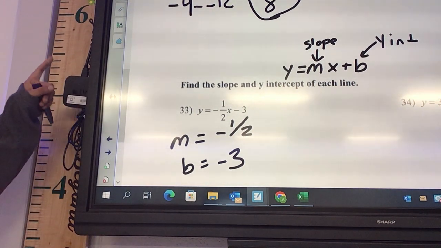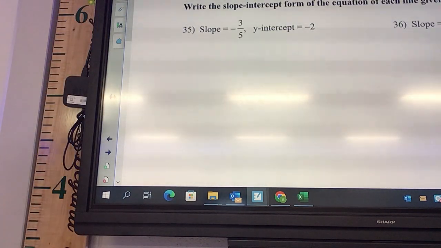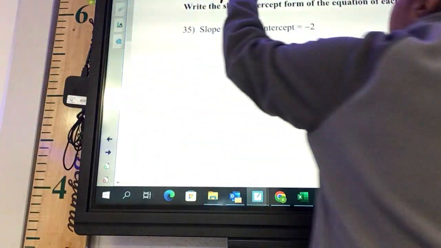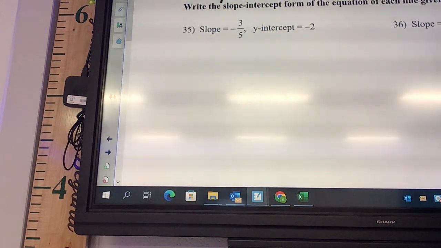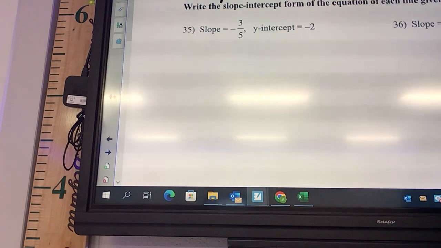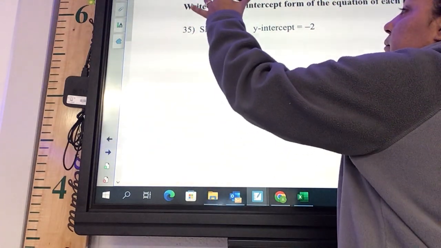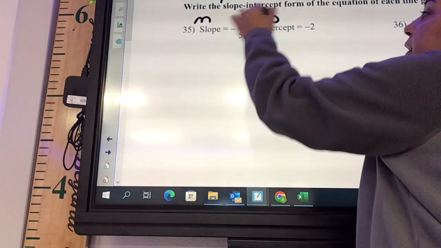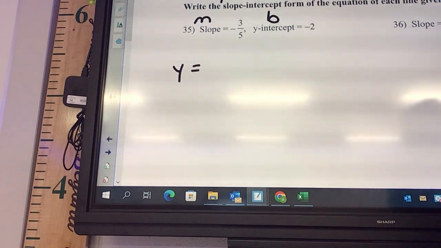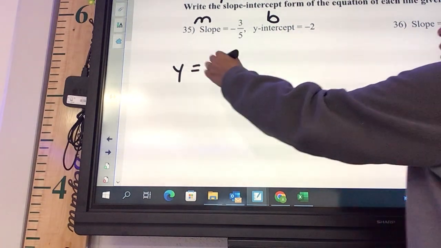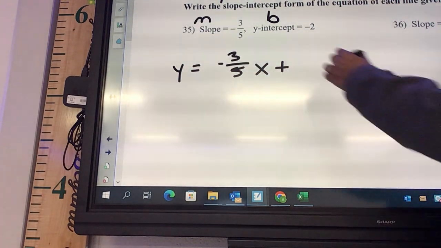Write the slope-intercept form. So, same thing. I got y equals mx plus b. What letter do we use for slope? We use m, and this is our b. So it's going to be y equals, what is my m? Negative 3 over 5x plus, what's my b? Negative 2.